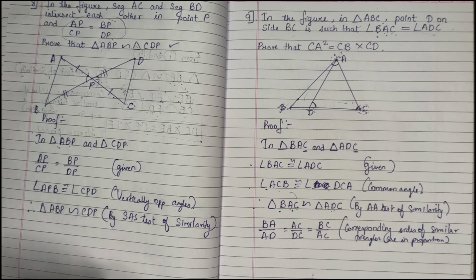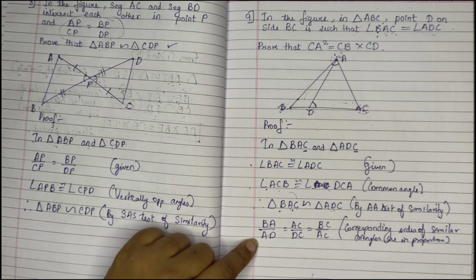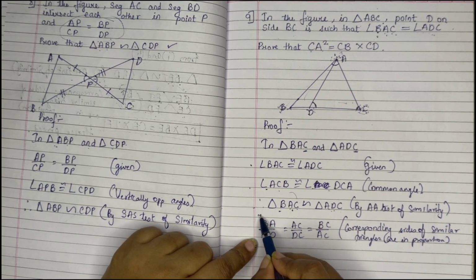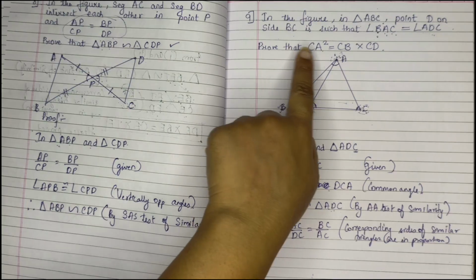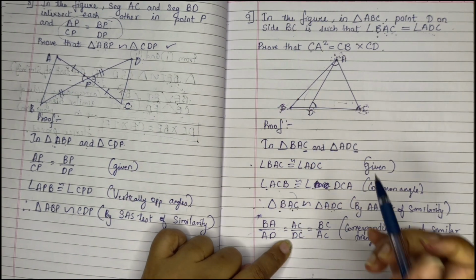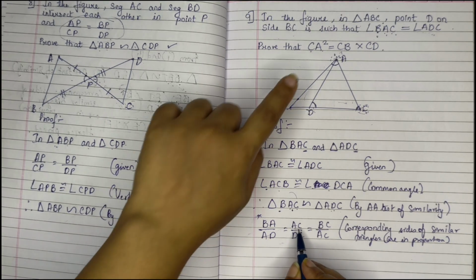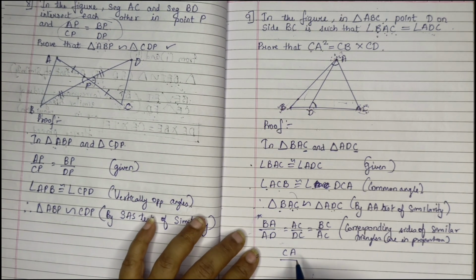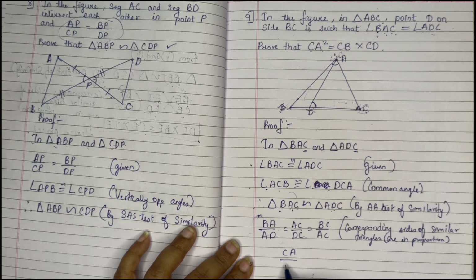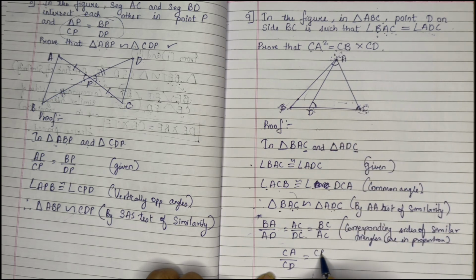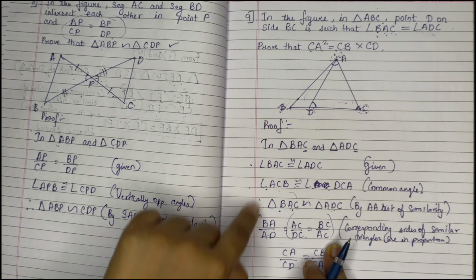Now see here, BA and AD is not there in what we have to prove, so we don't need this corresponding side. AC and DC, yes, AC, that is CA. So we can write it in order. AC we can write CA, and instead of DC we can write CD. Instead of BC we can write CB, and AC, that is CA. I have written the same thing in order. I have just taken these two corresponding sides. This is not required because it is not there here.